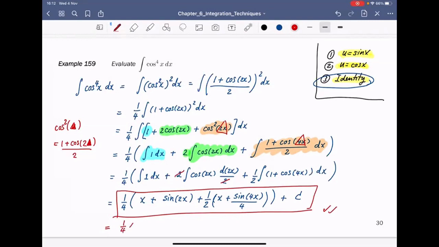Going slow here: 1 over 4 times x, plus 1 over 4 times sine 2x, plus 1 over 8 x, and then plus 1 over 32 sine 4x, plus C. Either way it works, but this is how we integrate this question.